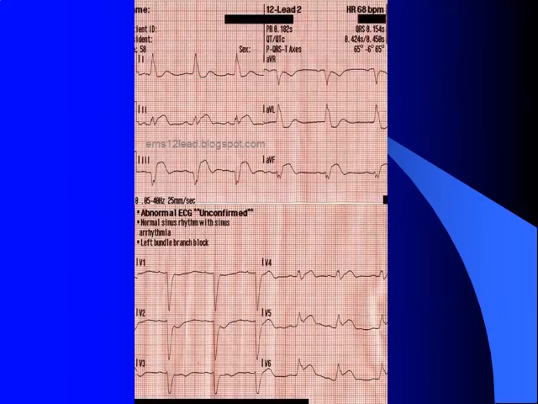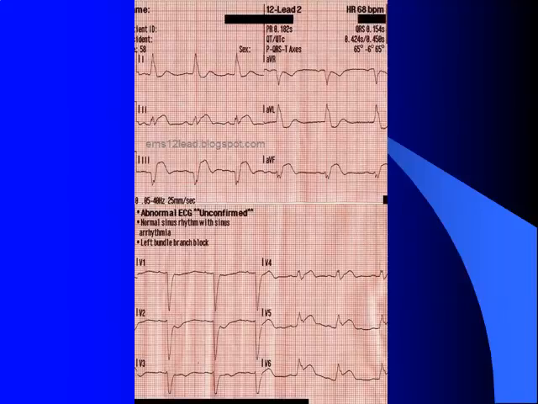All right, here's another example. This is a left bundle branch block with inappropriate concordance. We have ST depression in V1 through V3. We have elevation in V5 and V6 and lead 2. We have excessive discordance in lead 3 and aVF.